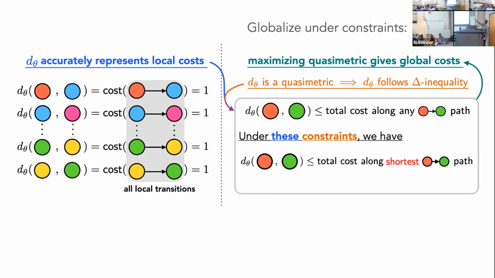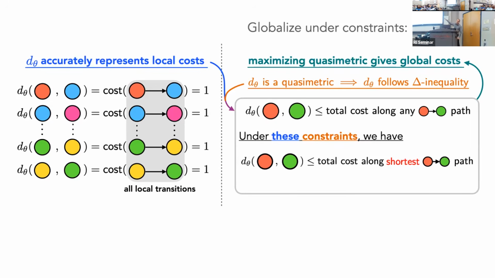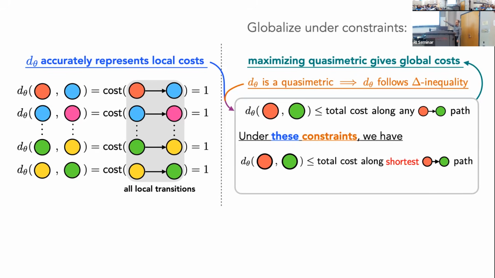So now one is that d theta is a quasimetric, because we're using our interval quasimetric embeddings as our parameterization of d theta. And those interval quasimetric embeddings can only represent quasimetric functions. So this is a hard constraint. This is guaranteed by our parameterization of d theta. Okay, that's the previous work. Just take it as a given that we can do that with these interval quasimetric embeddings.